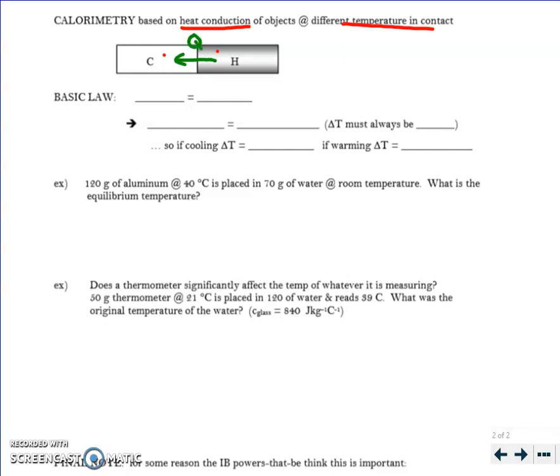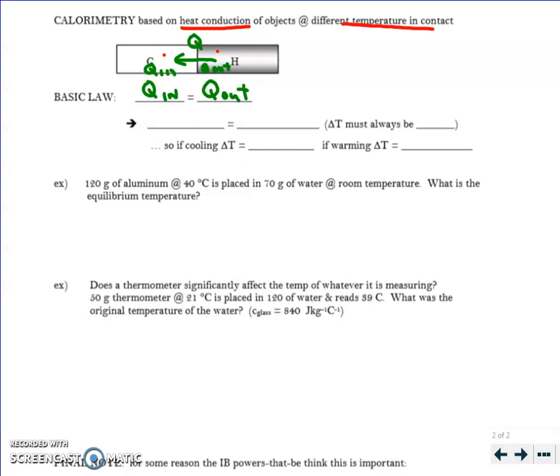Okay? And the underlying law to help us understand the equilibrium temperature or temperature change, whatever we're interested in, is that the Q into one is equal to the Q out of the other. So it's just conservation of energy. So I have, in the left arrow, Q out here, and Q in here, right, from hot to cold. And so how do we quantify that?